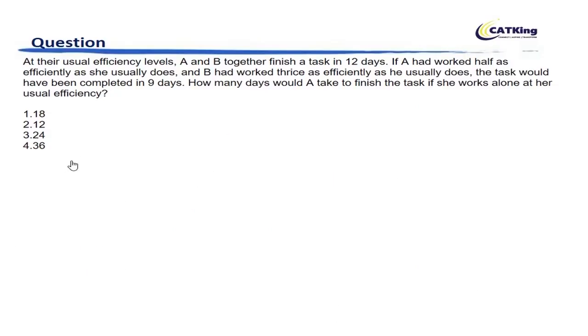At their usual efficiency levels, A and B together finish a task in 12 days. Now there is talk about efficiency. Let's take efficiency of A as x. So A does x amount of work in 1 day and B does y amount of work in 1 day. So the work is basically 12x plus 12y.